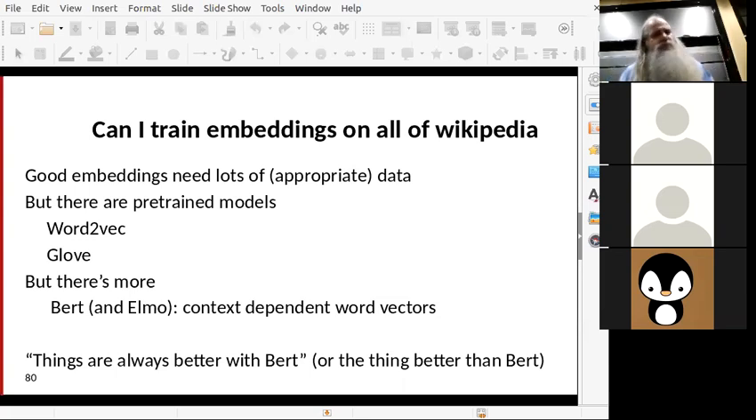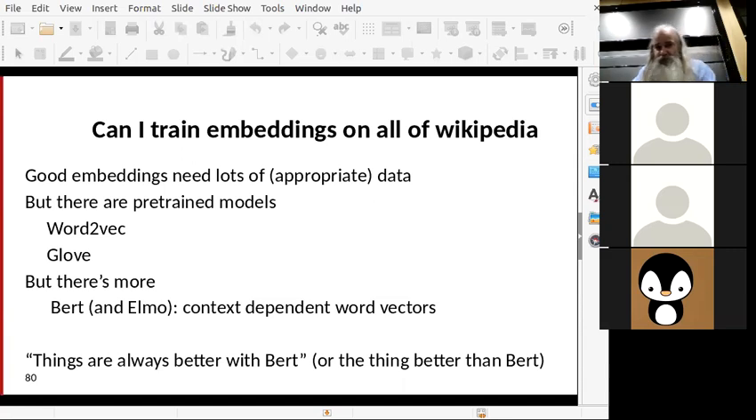Word2Vec and GloVe give you a representation for each word. So you give it the word apple, and you get a representation back. It doesn't care that apple has multiple meanings. It can be a fruit, it can be a computer company, or it can be a computer. So it doesn't care, and it puts all that information together.